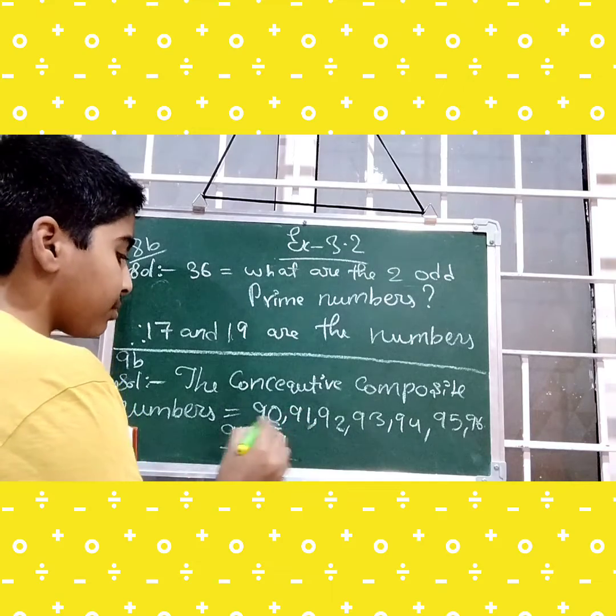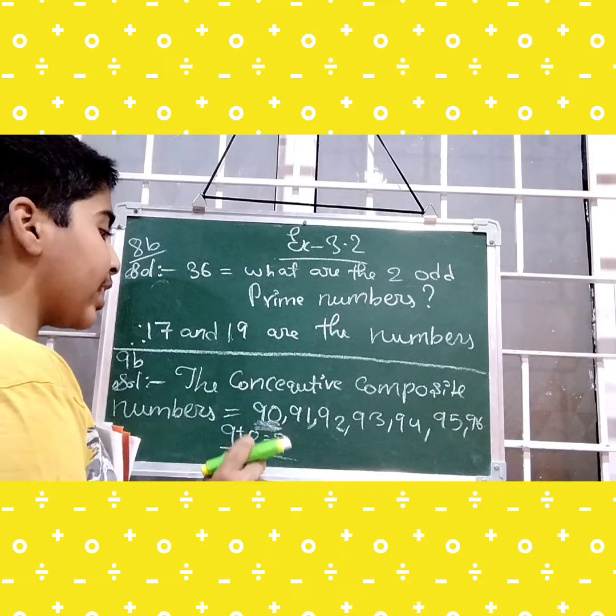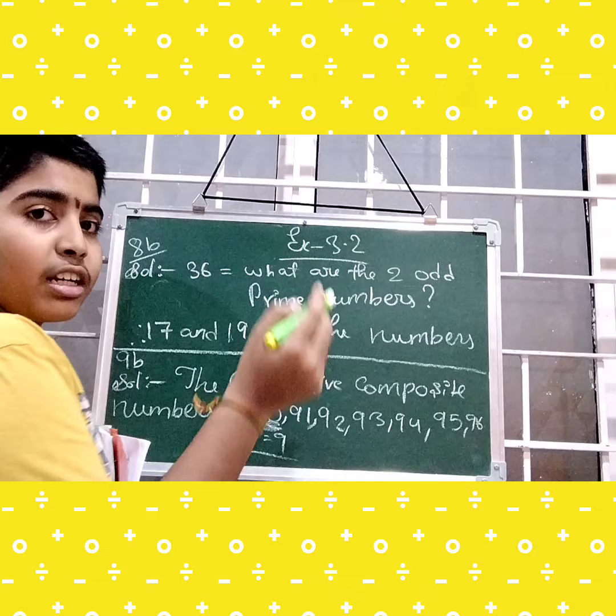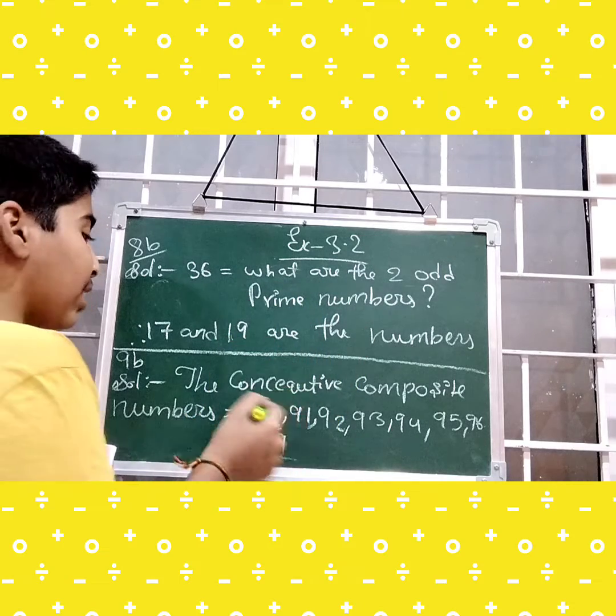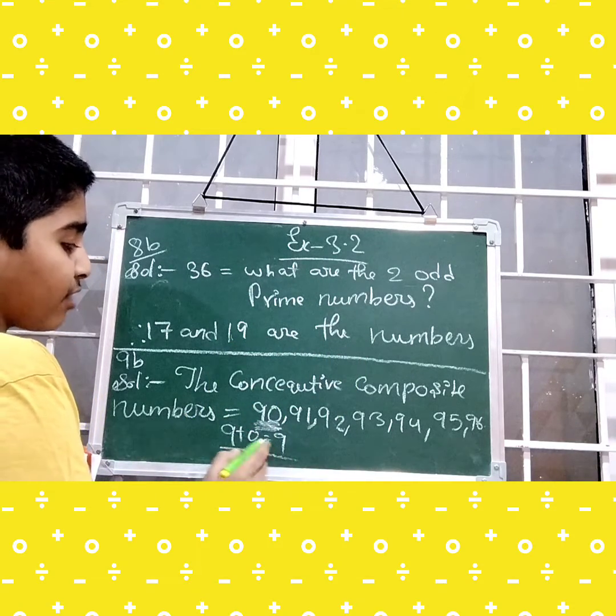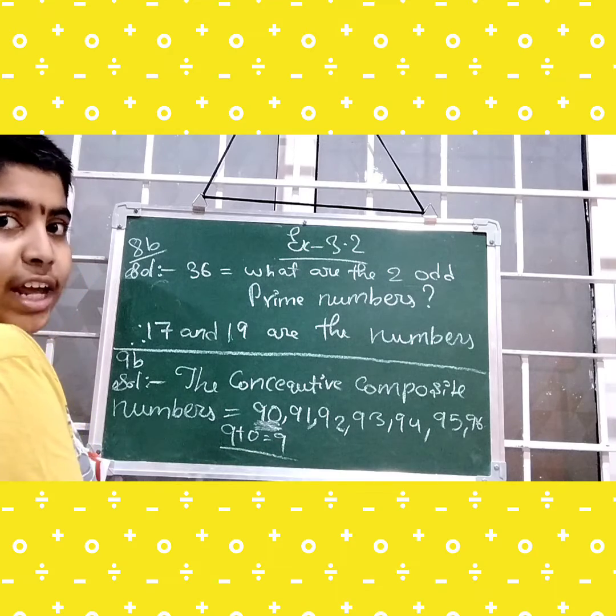So next, what's the divisibility rule of 9? It is the same as the divisibility rule of 3, the sum of the digits of the given number. 9 plus 0 equals 9 only. So 9 ones are 9.